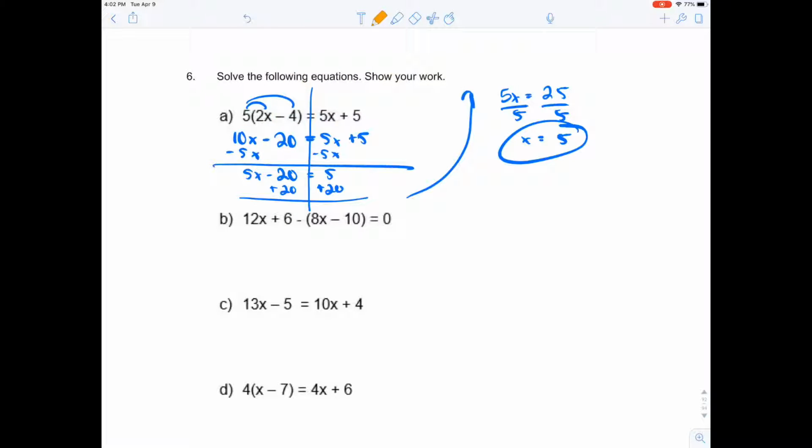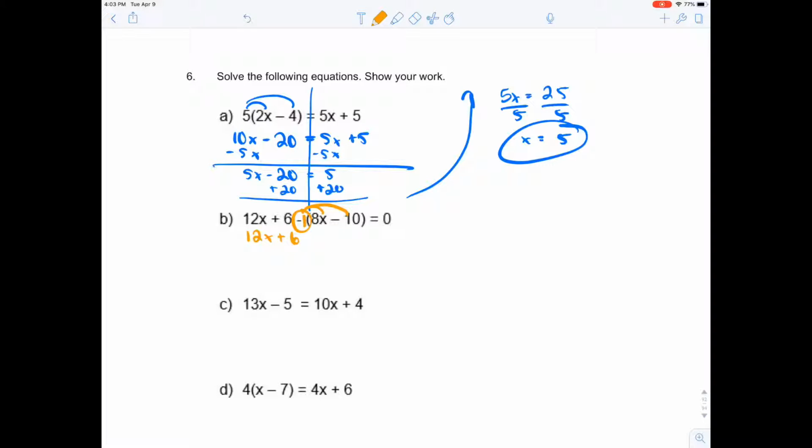Next one. I have this pesky minus sign in front of my parentheses. So I need you guys to pretend, well, don't pretend, actually think this, that there is a -1 on the outside of that parentheses. Because now I'm going to distribute this -1 to both of those terms. So let's go ahead and do this.